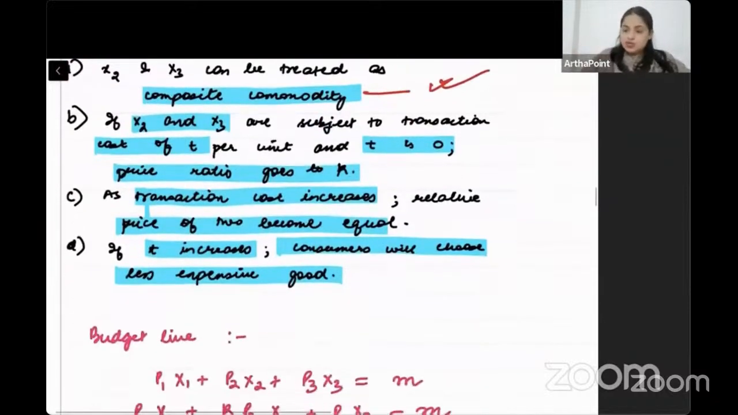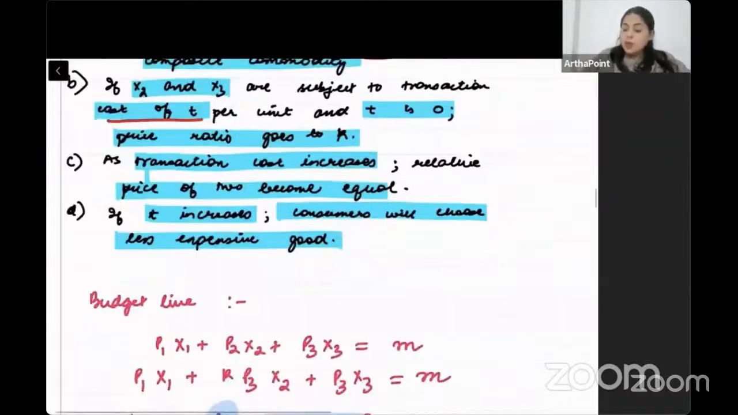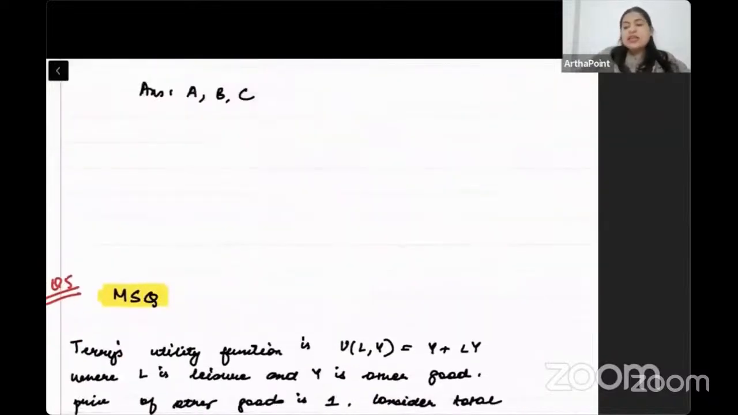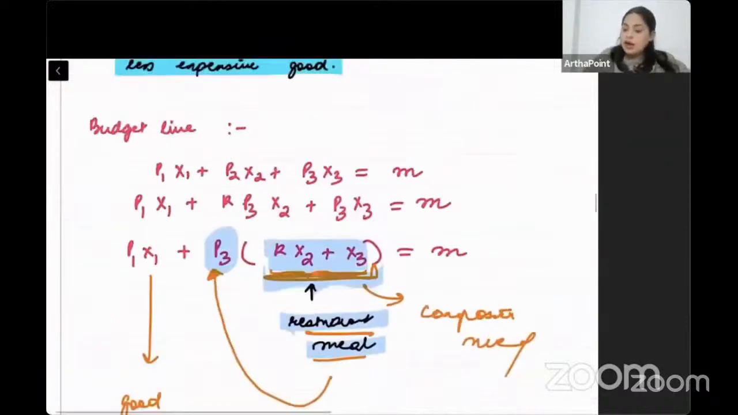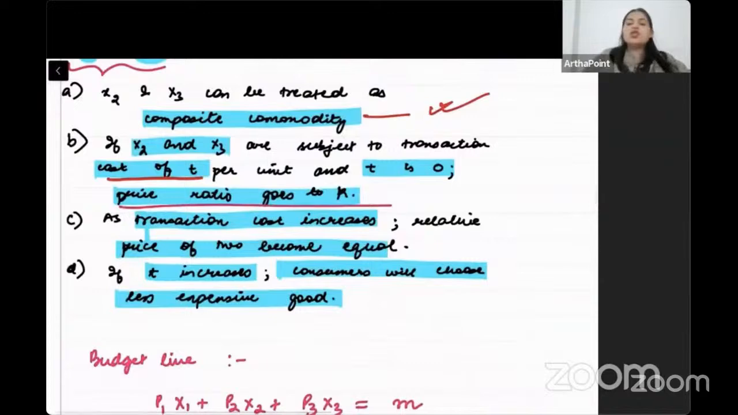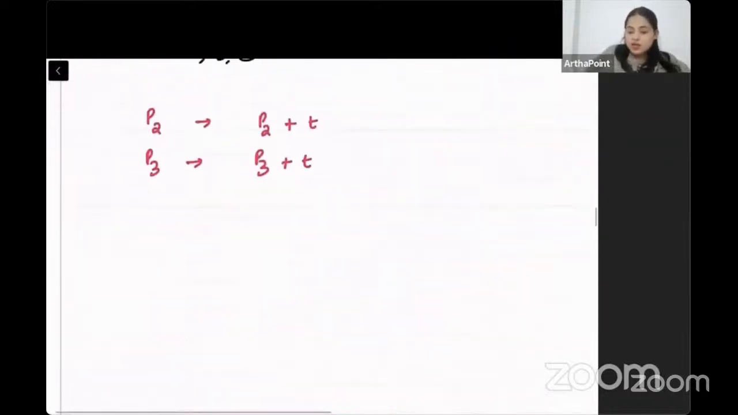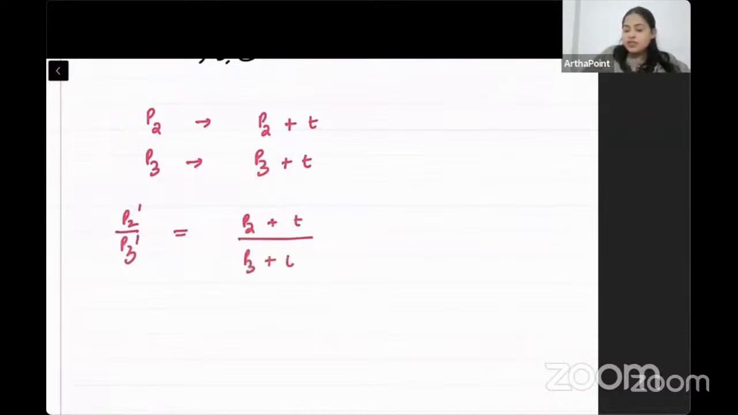But come to the next question. If X2 and X3 are subject to transaction cost of T, अब दोनों पे ही मैंने एक transaction cost लगा दी है T की. So if I apply a transaction cost, then the new price of good 2 will be P2 plus T. The new price of good 3 will be P3 plus T. Now it is telling me what will be the price ratio between the two. So beta, if I find the price ratio P2 by P3, this will be the new price ratio. It will be (P2 plus T) by (P3 plus T). यही तो new price ratio हो जाएगा, right?